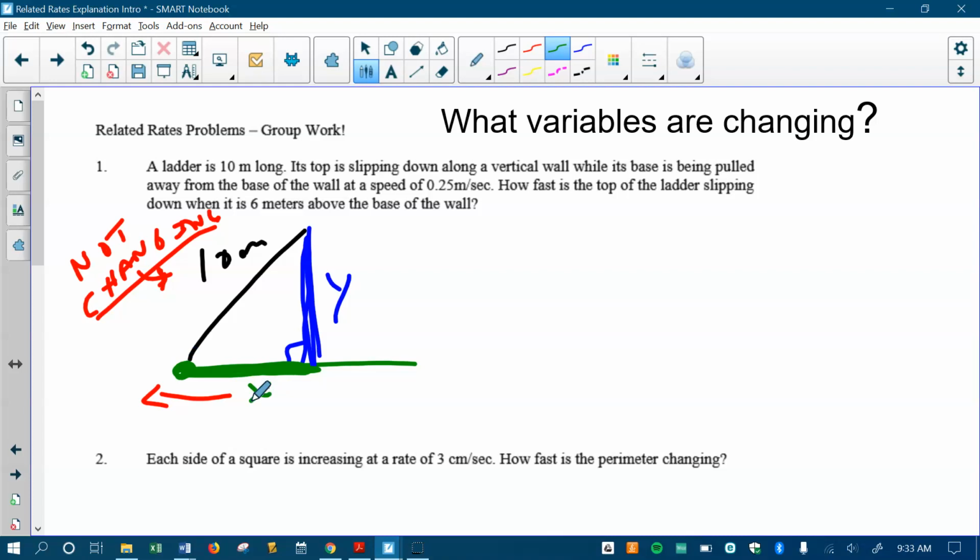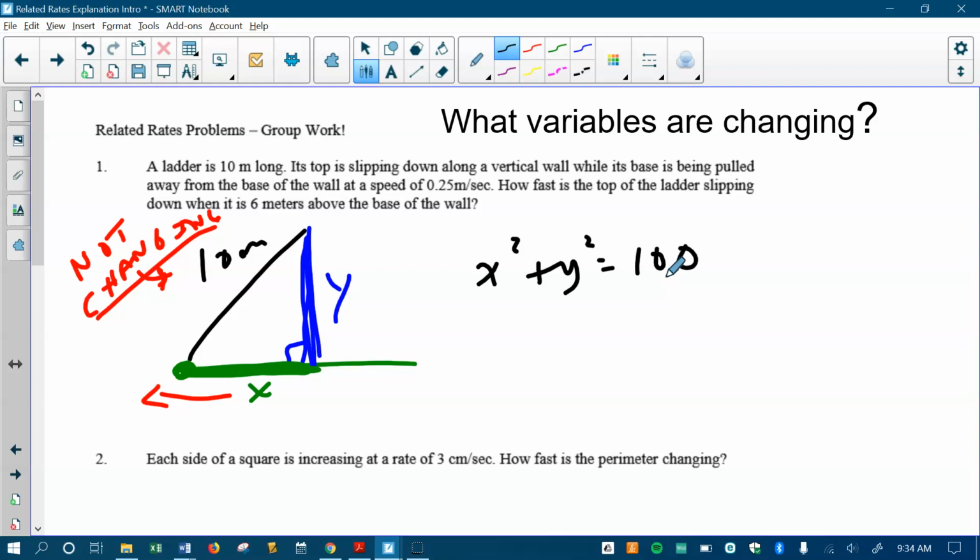Okay, next, let's go ahead and set up an equation here. I have x, y, and 10. I need to think, how are x, y, and 10 all related? Well, they're related trigonometrically, but I don't really care about angles right now. They're related by the Pythagorean theorem, so let's start with that. I have x squared plus y squared equals 100. And this relates x and y and the ladder. That's an equation that relates all the variables.